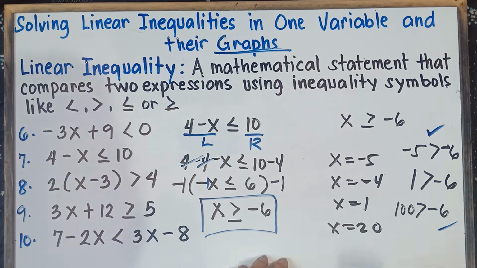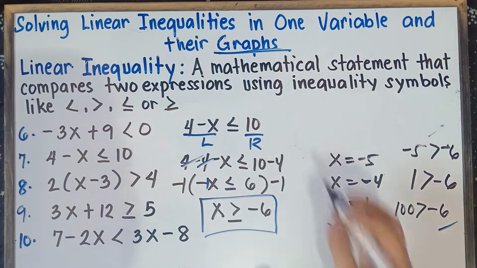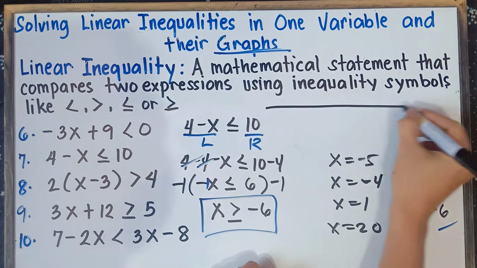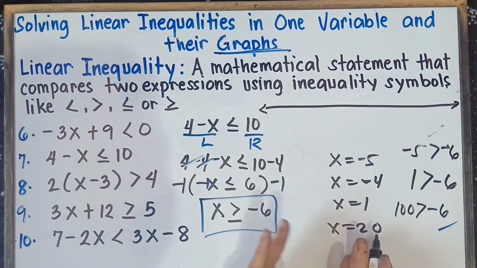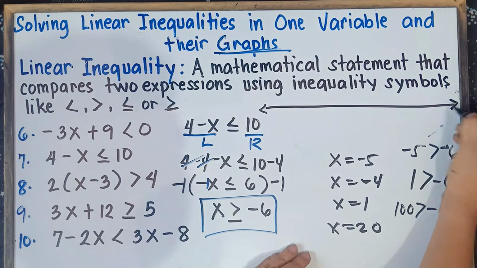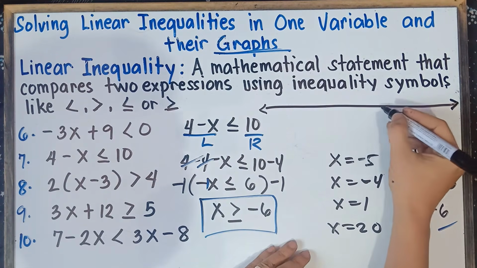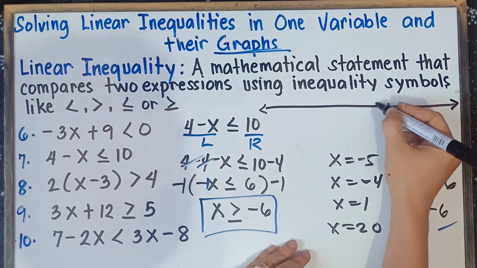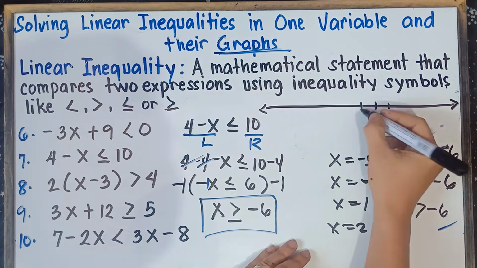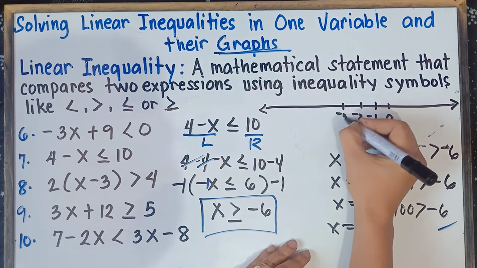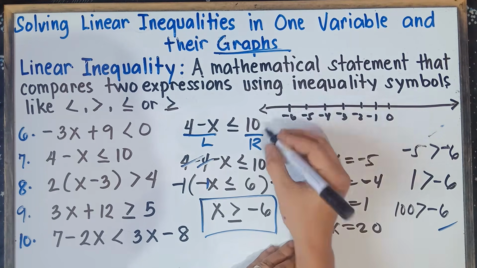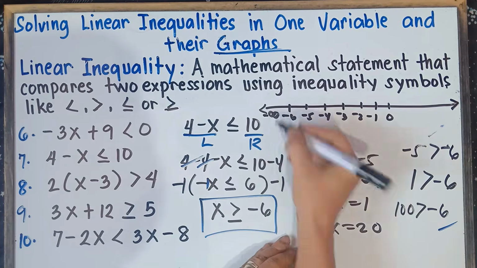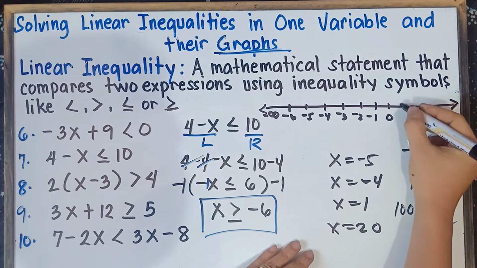So therefore, class, we need to graph our answer. So to graph our answer, let's do it. Alright, so you draw a number line. We can adjust our number line since we have an arrow. It means infinity. So we can have 0 and then negative 1, negative 2, negative 3, negative 4, negative 5, negative 6, up to negative infinity.